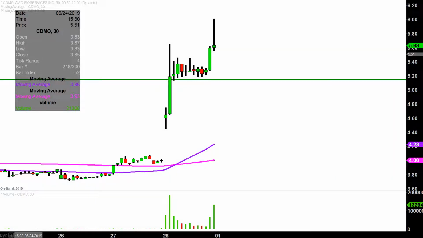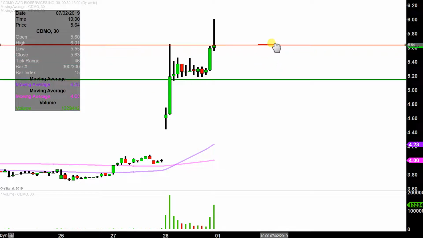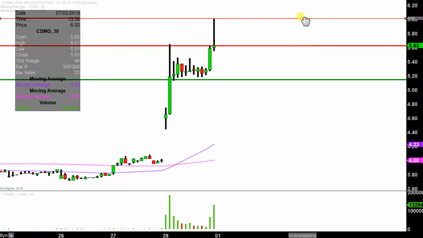What about levels of resistance? Initial level of resistance to keep an eye on going into Monday is going to be right where the price closed today at 565, and if the price can push up through that mark, the next key level is just simply where the party stopped during that final 30 minutes on Friday, right up there at the $6 area. So 565 and 6, two key levels of resistance.